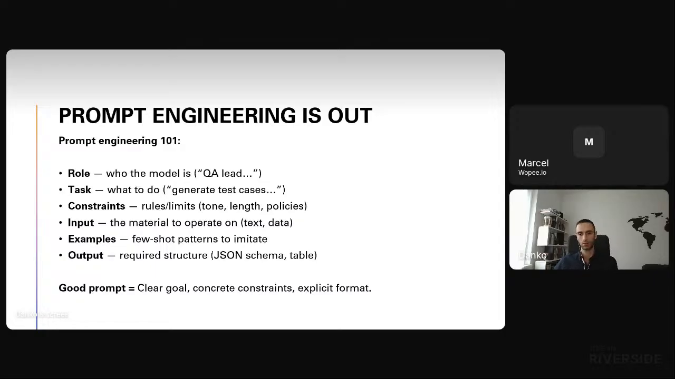This is how we would like to have the test cases generated, and also requesting the formatted structure. Should it be a JSON schema or a table? And with a good prompt, we get a clear goal, concrete constraints, and explicit format. So basically, it's crafting the instructions to guide the LLM's behavior in output. It shapes the form and the style, but it doesn't create missing facts, and the model uses only what it already sees.